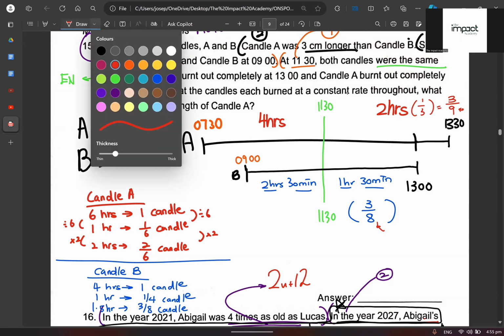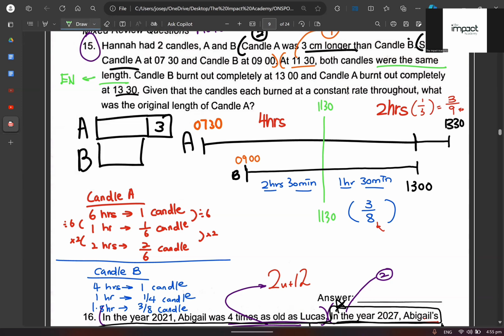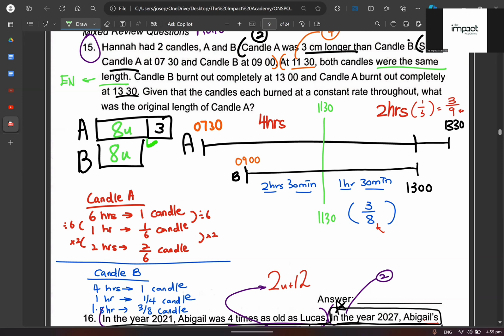Because 3/8 of B is the same as 3/9 of A, right? So what we're trying to say is that this is 8 units, and this is 8 units also. So this is how many units? 1 unit. So I was intending to say that 1/3 of A is also the same as 3/8 of B. Make sense? So we have 1 unit, and 1 unit is actually equal to 3 cm. Do you understand?